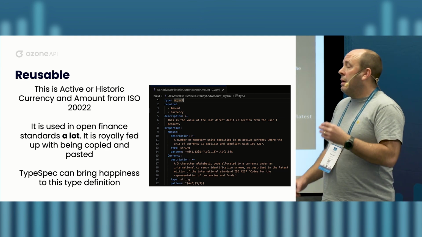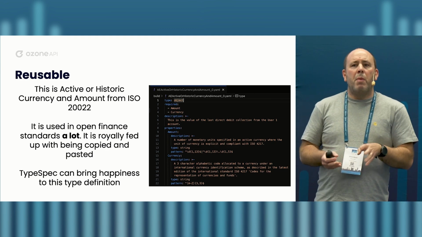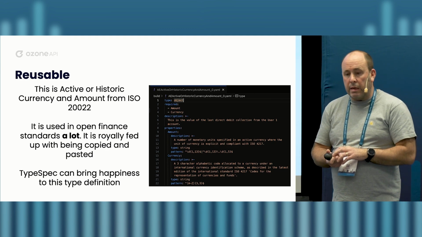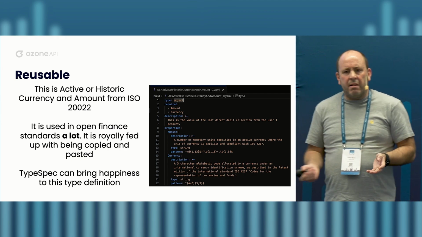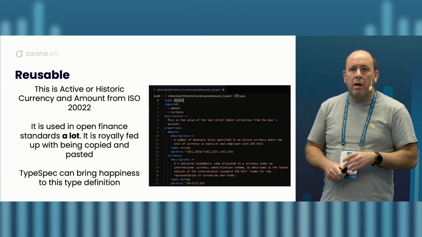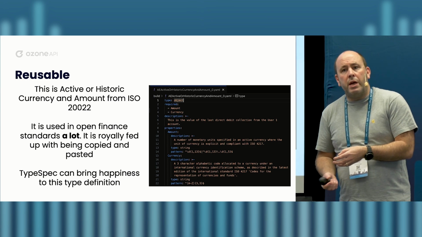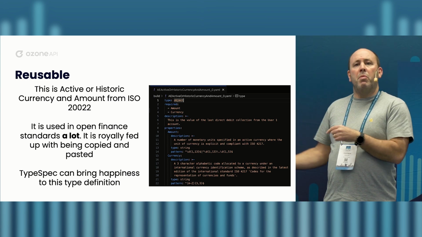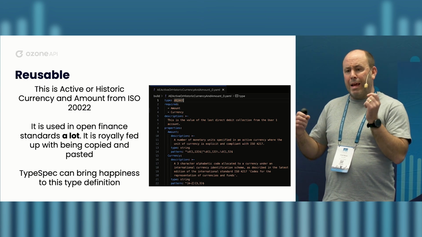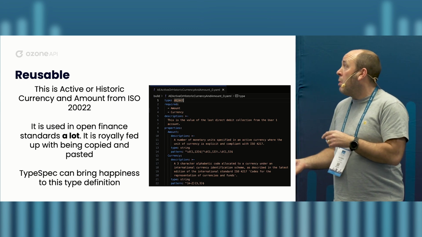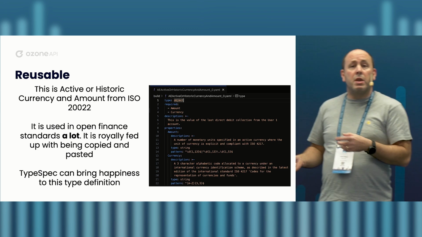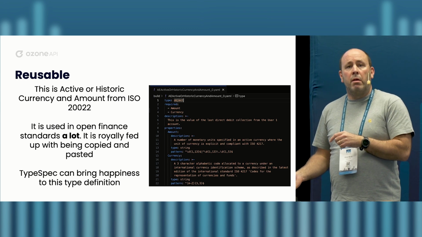It also makes reuse easier. Now, you may be hearing me say this and say, well, reusability is easy in OpenAPI, and yes, it is. Obviously, using a reference object in order to point to something that describes a something, and in this case, my old friend active or historic currency and amount is that something.